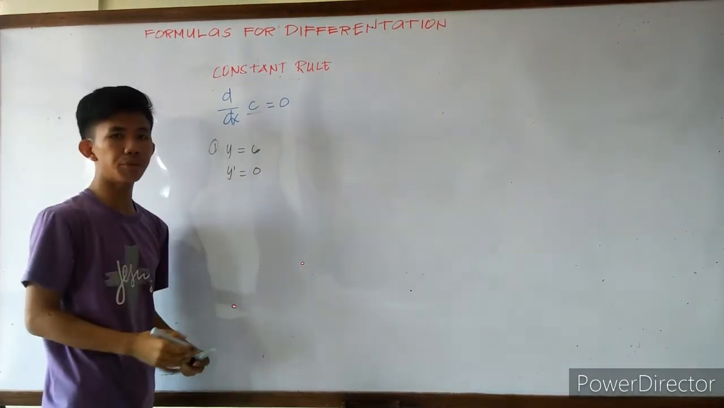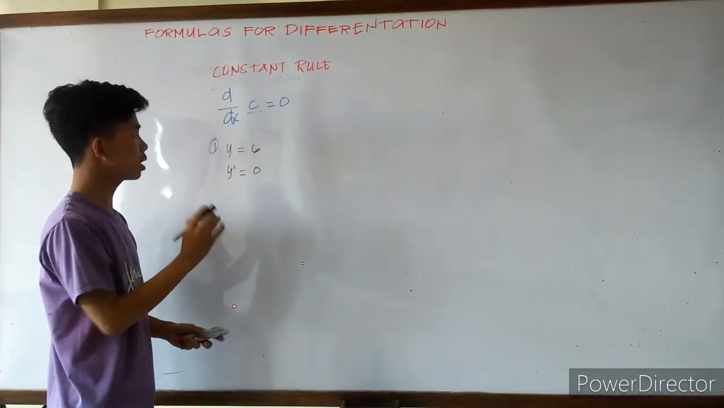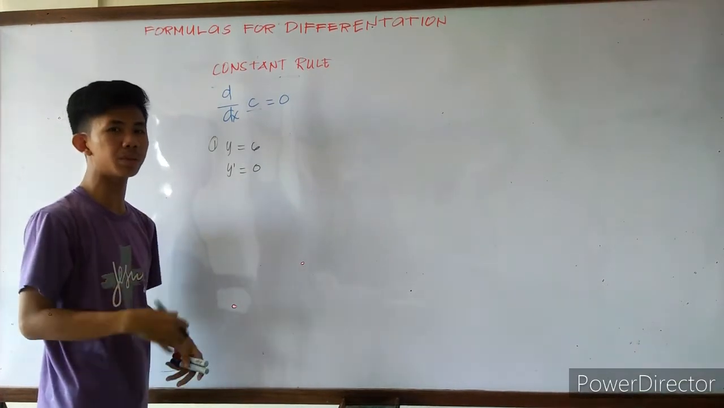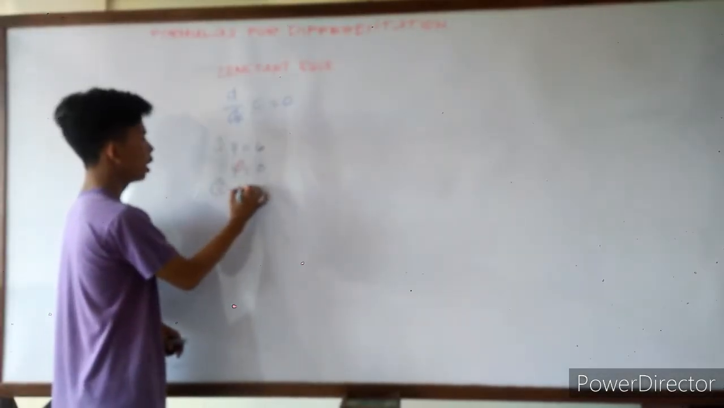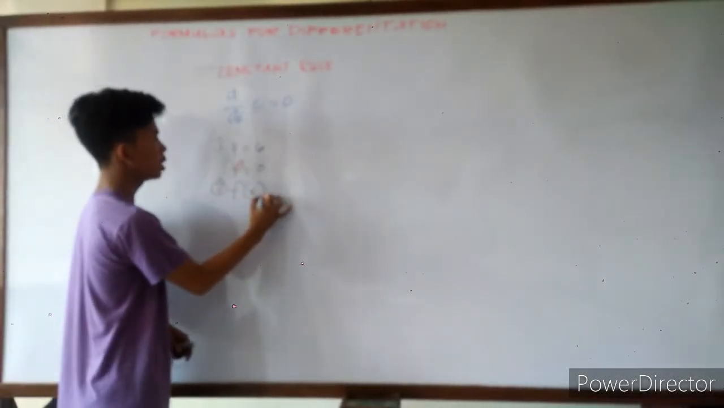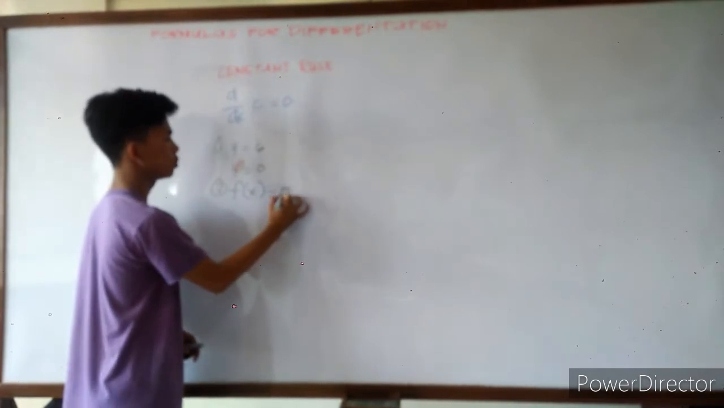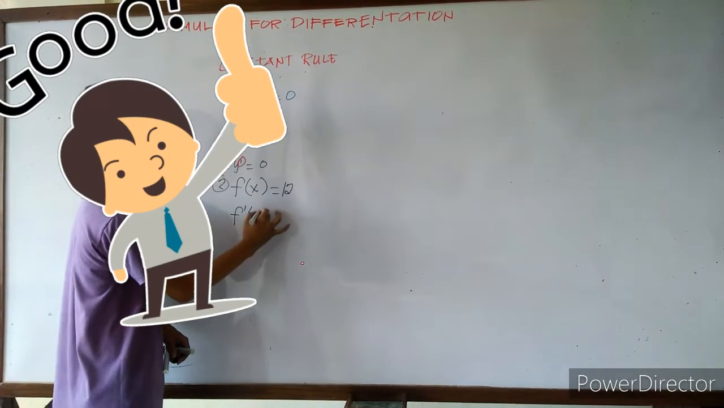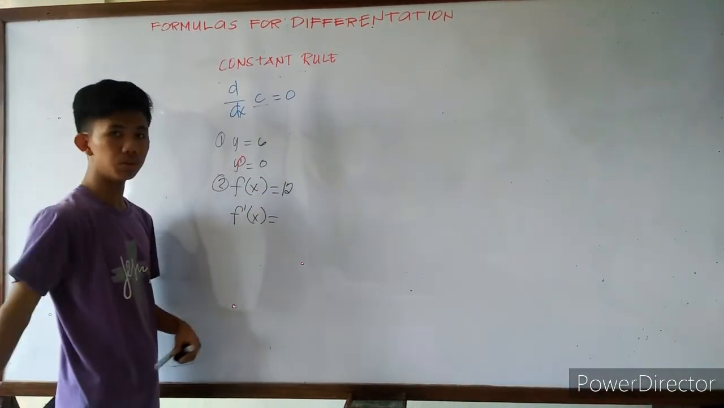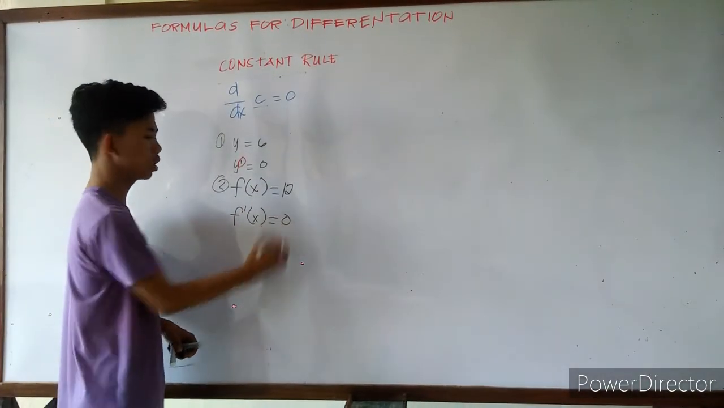Since c refers to a constant, in finding the derivative of a constant, it is always equal to 0. Number 2, f of x is equal to 12. Therefore, f prime of x, the derivative of 12, is equal to 0.